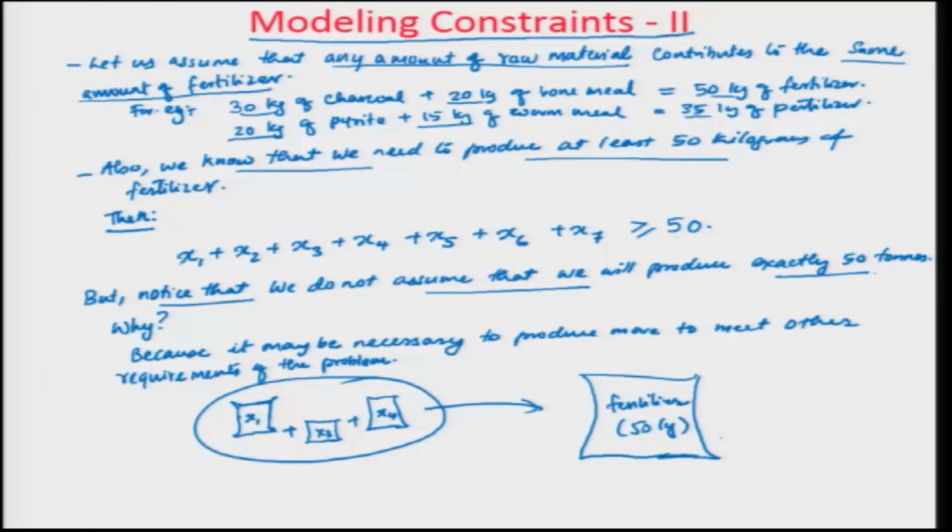But what we are saying is, let's say there is a scenario that if we make only exactly 50 kilograms and some 1 kilogram is lost at the time of packaging, then you will only end up with 49 kilograms. So it is necessary for us to produce slightly more to meet other requirements of the problem whenever they come up. So usually that's the reason why we write this constraint in a fashion like this, that we will produce equal to or more than 50 kilograms, okay. Hopefully that makes sense to you guys, okay.